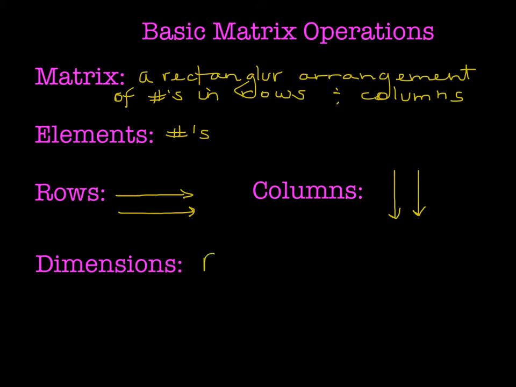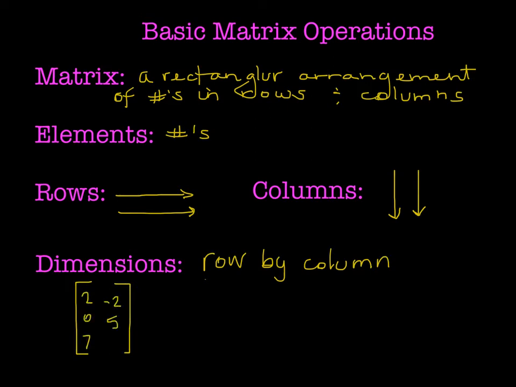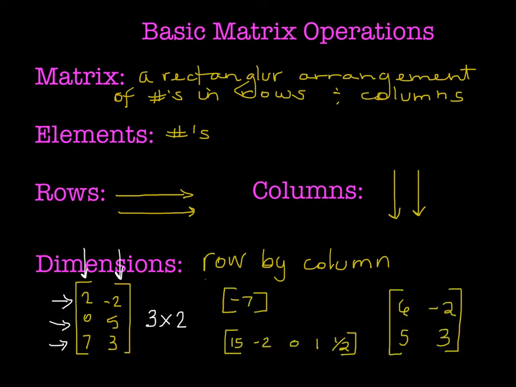Dimensions are row by column. So this is 3 rows. So I would write this 3 by, then you can see I have 2 columns. It's a 3 by 2. What I'd like you to do is pause and see if you can figure out the dimensions of these others.